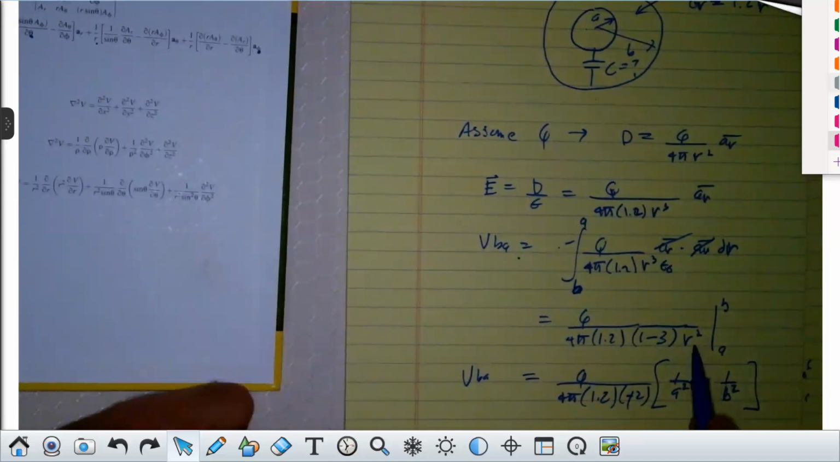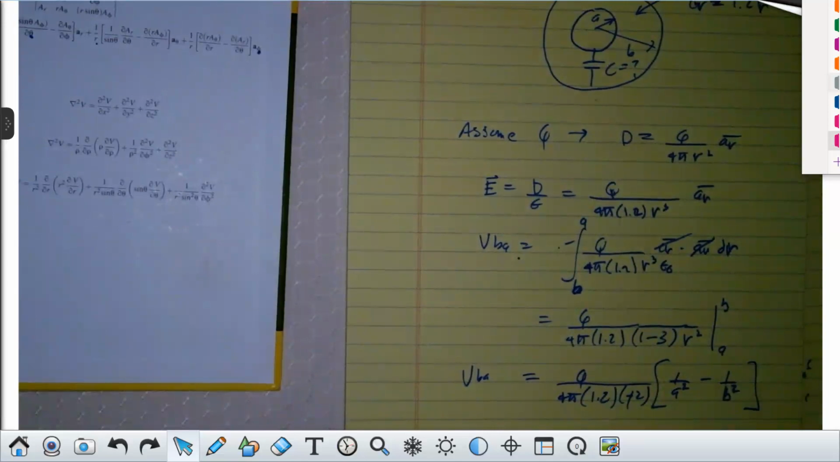You have 1 over R squared evaluated between A and B, but because this is going to be minus 2, I can flip the boundaries and make the A first, and I have 1 over A squared minus 1 over B squared. That's the voltage, correct, class? How many see that as the voltage, just so I can be sure? Tyler? Got it? All right, now the final thing is I need the capacitance, so what do I do?